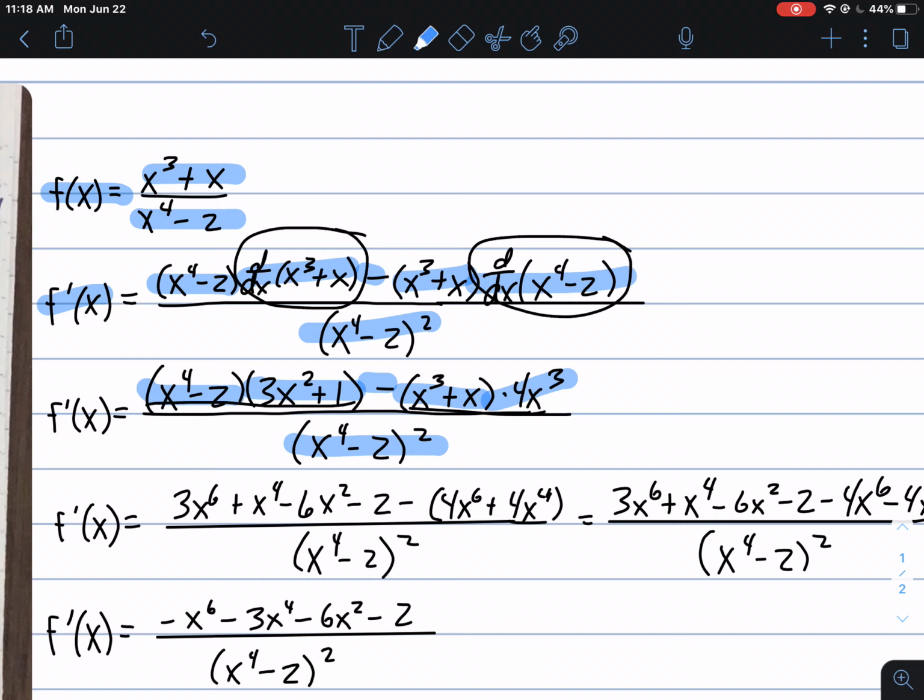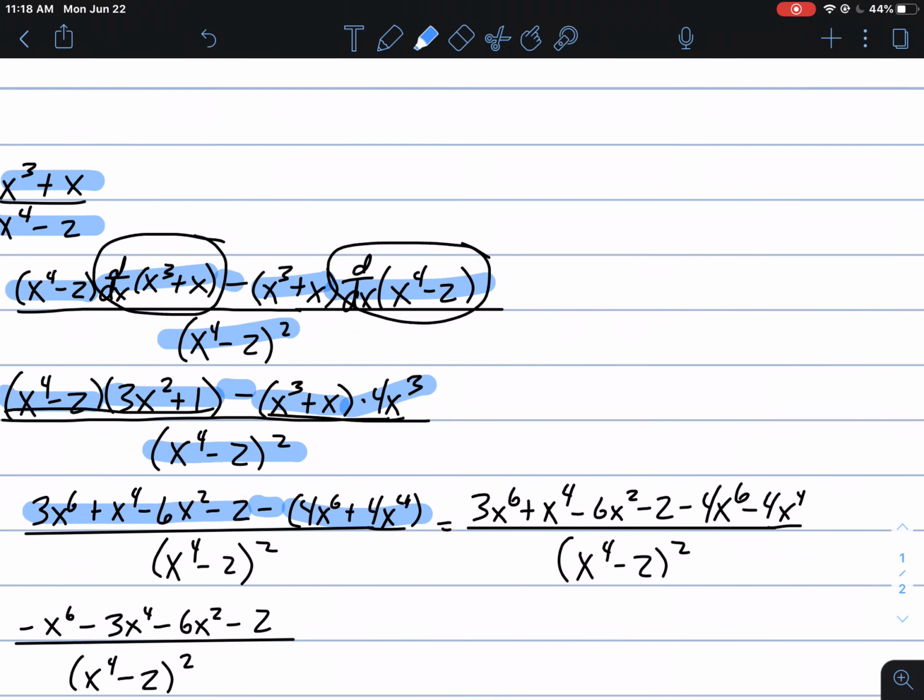I used the FOIL method at the beginning, minus, and then I distributed the 4x cubed. And then I went ahead and distributed that negative through that second parentheses. And notice my denominator, I just left it as x to the fourth minus 2 squared. I didn't do anything with this. I always say leave those in factored form, because you may end up having some simplification that can be done once you finish simplifying that numerator.